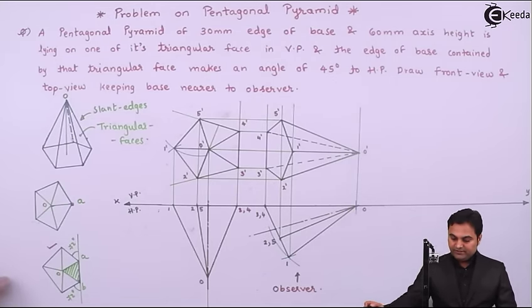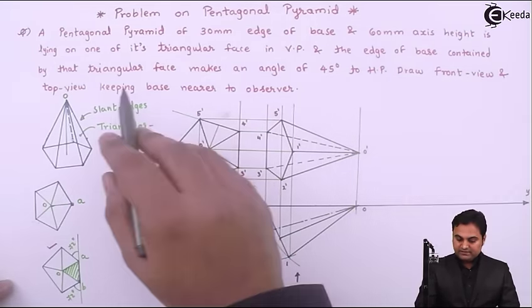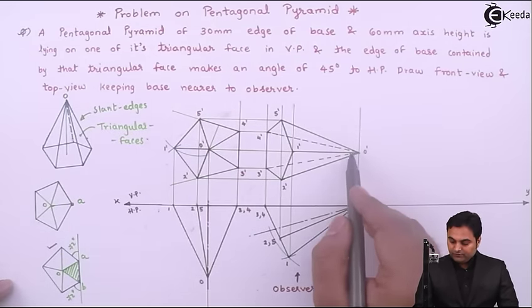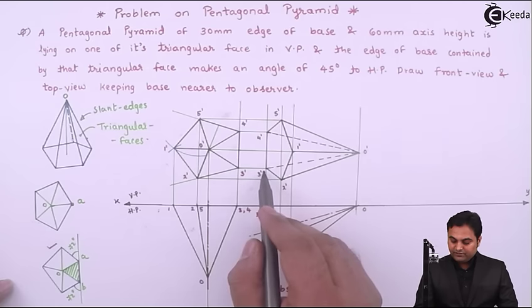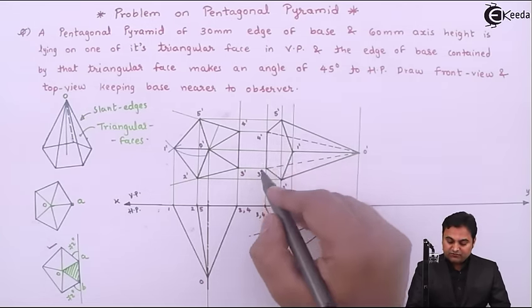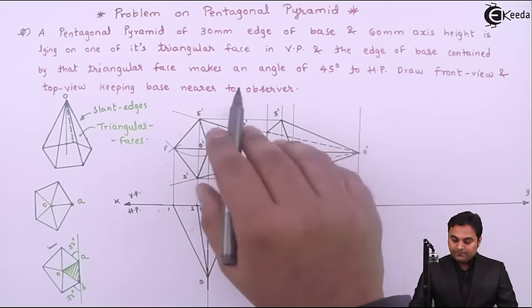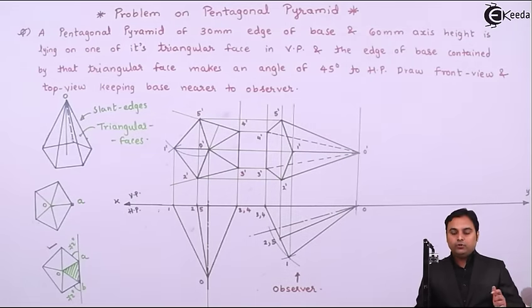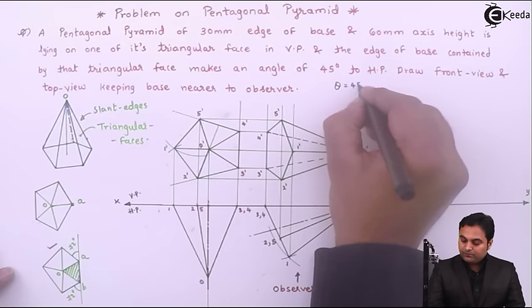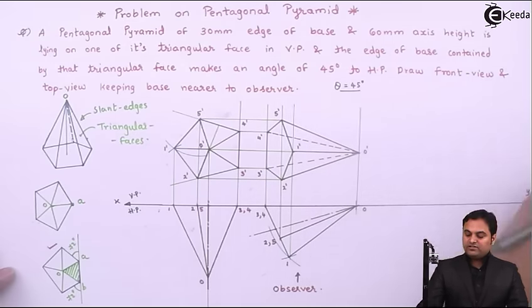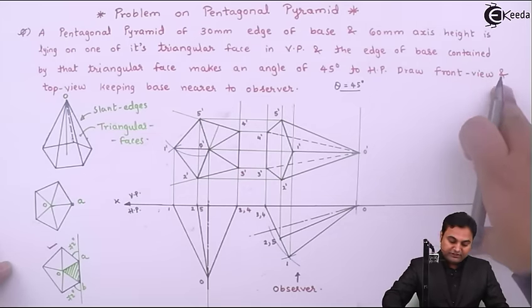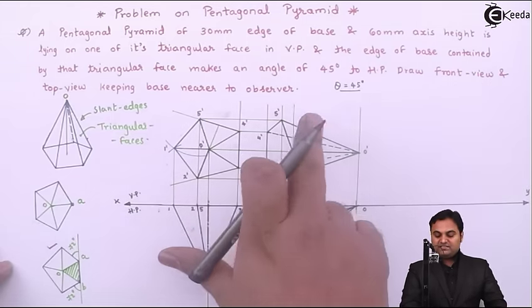Next, it is given that the edge of base contained by that triangular face. The triangular face on which it is resting is O dash 3 dash 4 dash, and the base edge is 3 dash 4 dash. This base edge makes an angle of 45 degree to HP. Inclination is given with HP, so that is theta, 45 degree. Inclination with HP will be seen in VP, and draw the front view and top view keeping base nearer to observer.